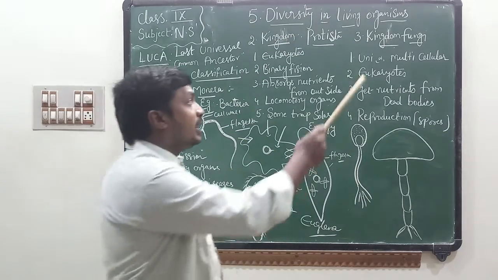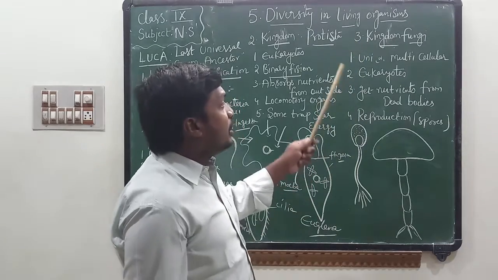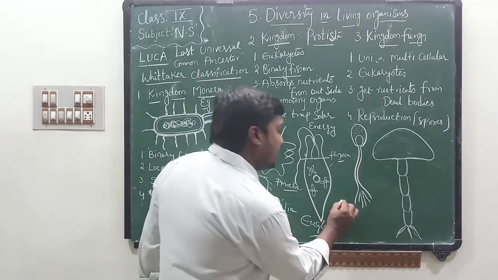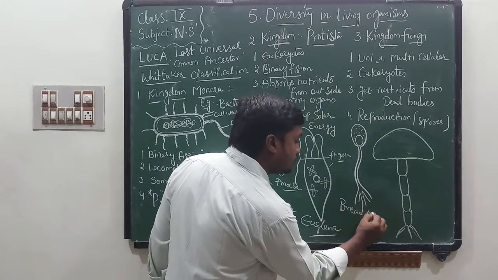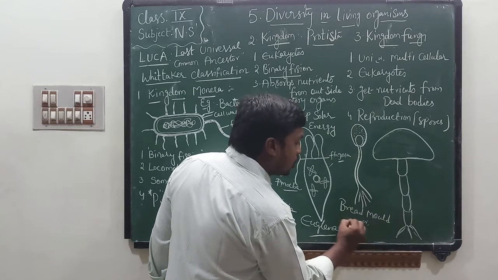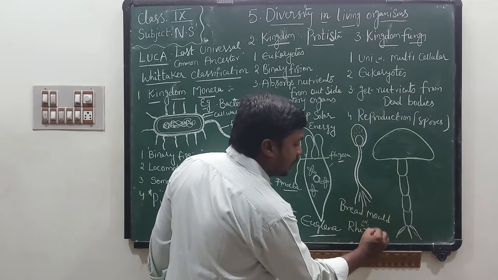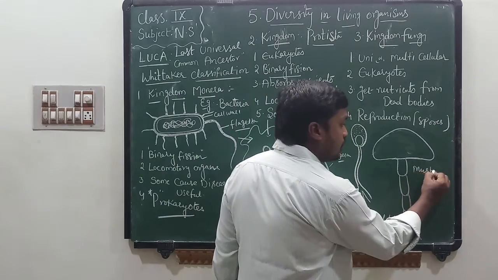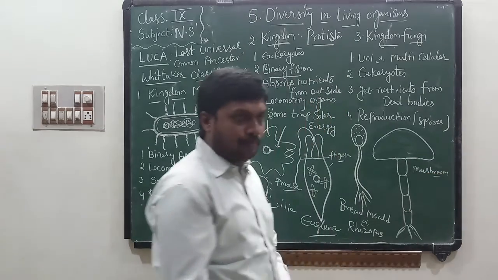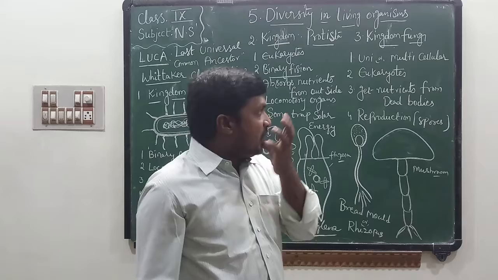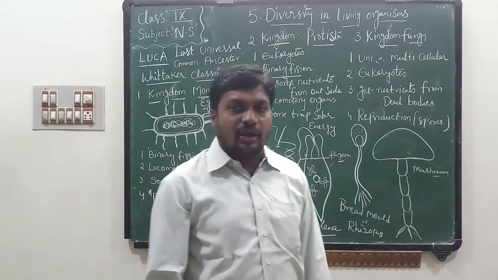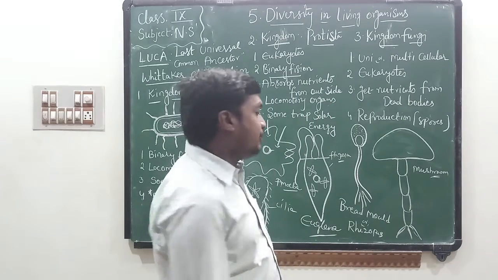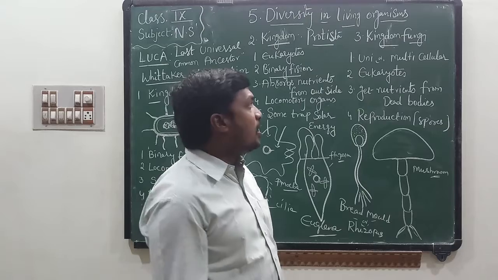Now I will explain about kingdom Fungi. Some fungi are unicellular, some are multicellular. For example, this is bread mold. Bread mold is also called Rhizopus. Mushroom is also a fungus. Bread mold is also a fungus. Some are unicellular, some are multicellular. For example, mushroom is a multicellular organism, and bread mold is a unicellular organism.